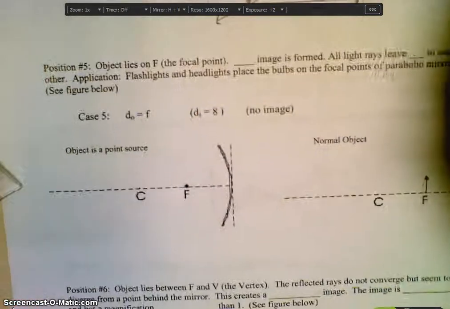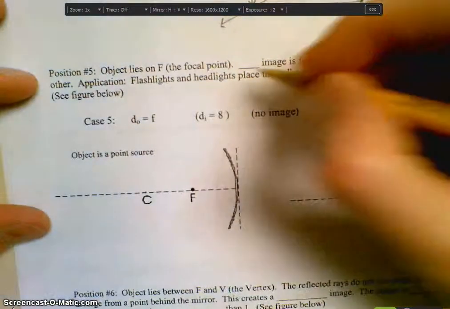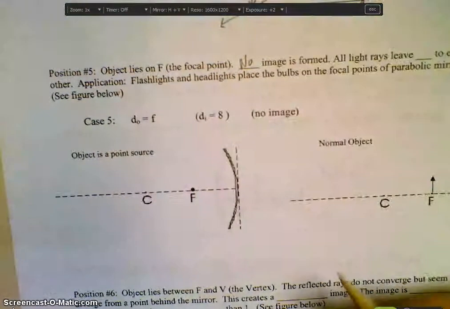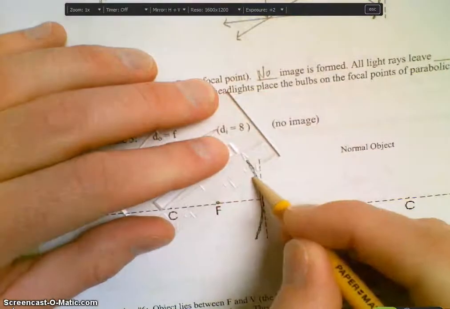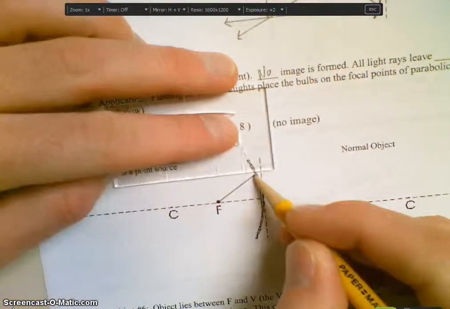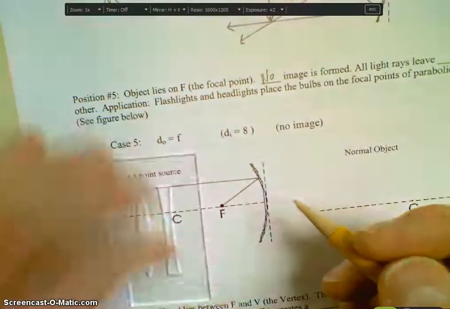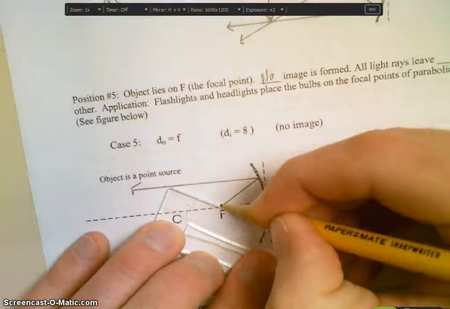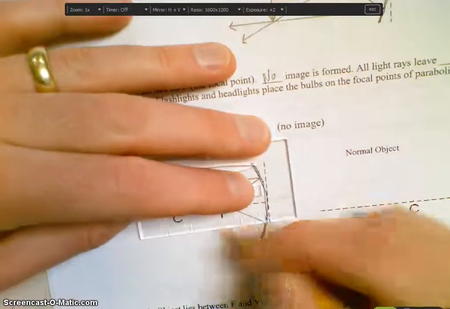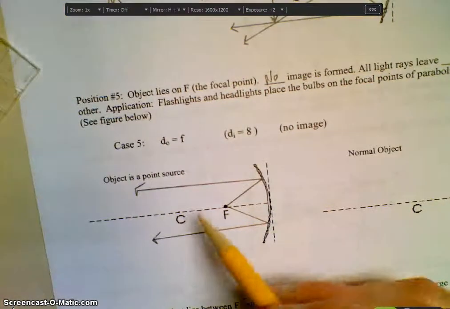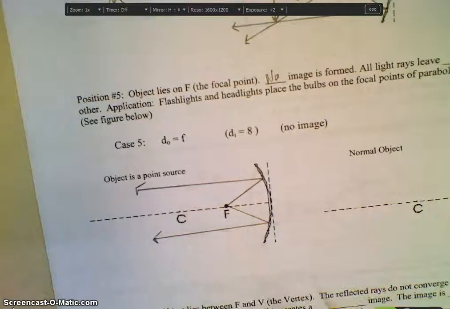We're going to move to position 5, where we're on the focal point. In this case, we have no image formed, and we're going to see why that is. So if it's a point, and it comes from F, then it leaves and reflects parallel. Will these converge? No. Do they appear to diverge? No. So you have no image produced.